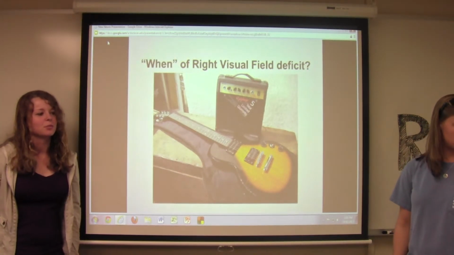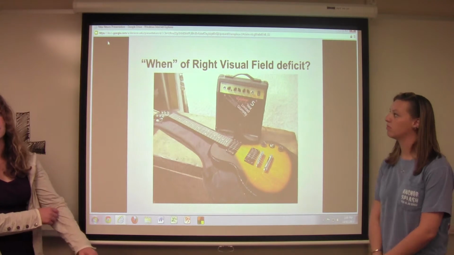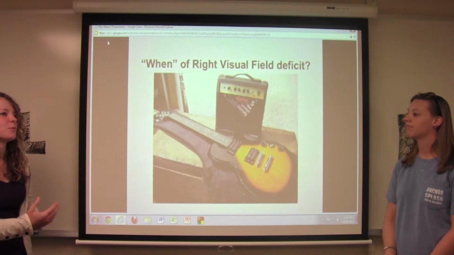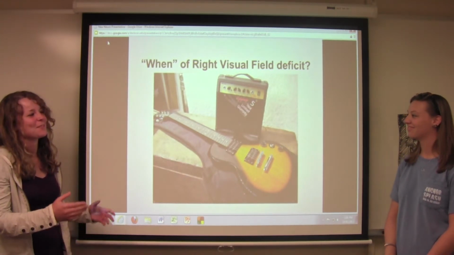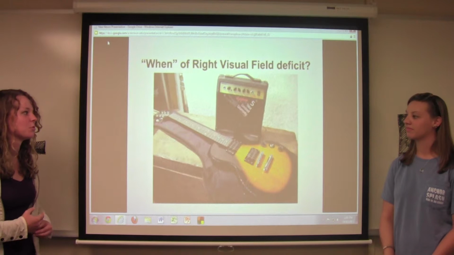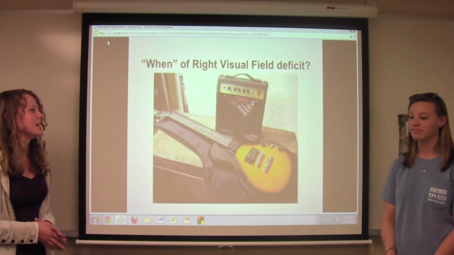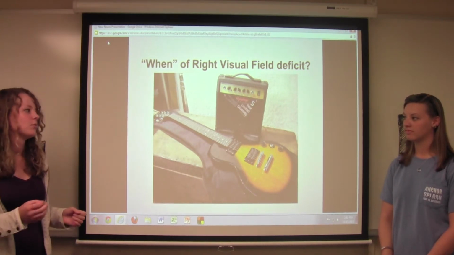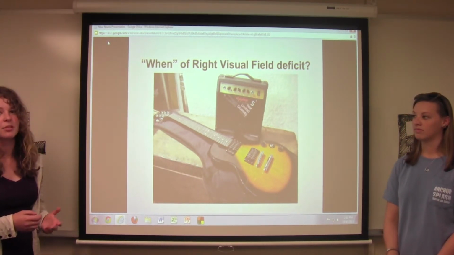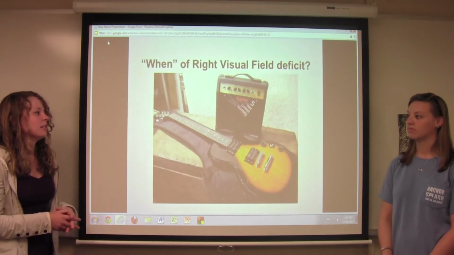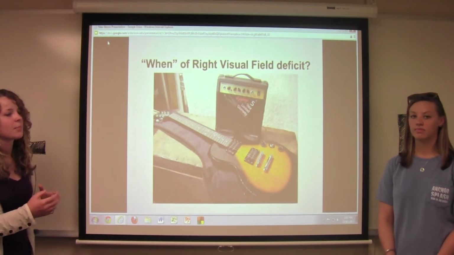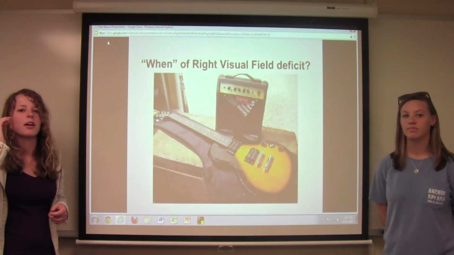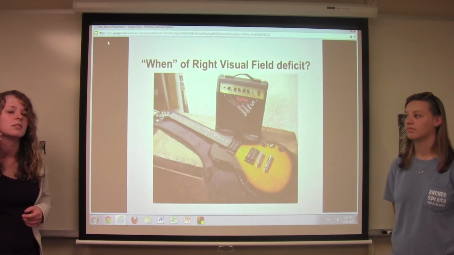We are also looking to explore when this right visual field deficit occurs. In other words, where in our visual pathway is responsible for why we are worse in our right visual field compared to our left visual field. And a nice way to think about that is comparing our visual system to a guitar that is hooked up to an amplifier through a cord. And in this example, the guitar is like our retina. The cord connecting the guitar to the amplifier is like the nerves running from our retina back into our brain, and the amplifier is our visual cortex.